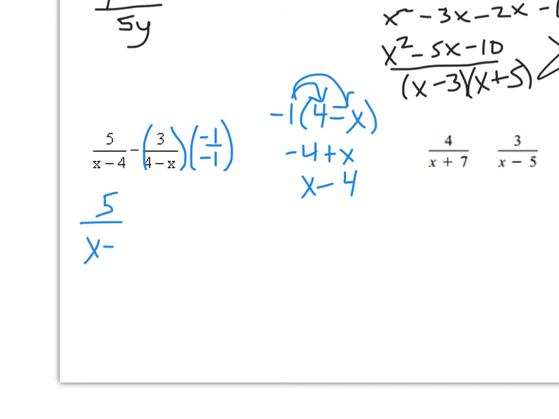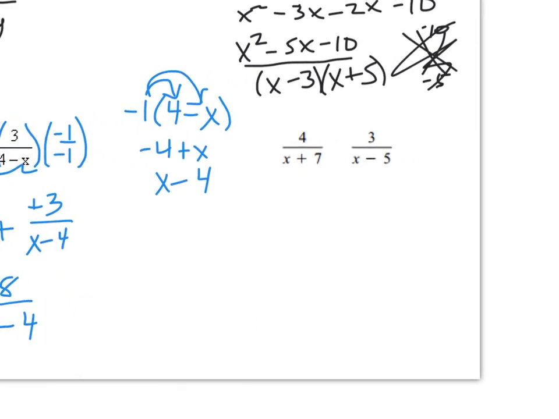So I would have 5 over x minus 4, and then I have minus a negative 3 over x minus 4. Well, what is minus a negative really? But just adding. So I get 8 over x minus 4. So this is a really handy thing to be able to do anytime I have that same two terms and subtraction, but they're just in kind of the wrong order, if you will.